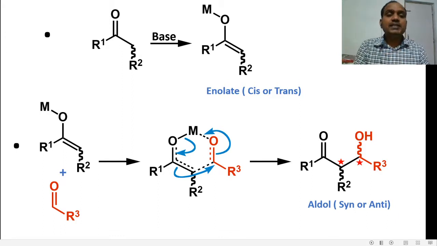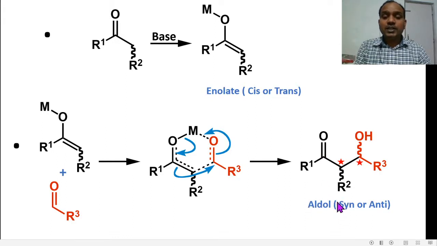Now here we see in detail. Any aldehyde or ketone having an alpha hydrogen atom, when reacted with the base, forms a simple enolate, and that enolate has two possible geometries, either cis or trans. The geometry of the enolate is important for the generation of either syn or anti aldol. Now this enolate formed reacts with another molecule of aldehyde or ketone. There is formation of a six-membered transition state, and through that six-membered transition state, bond reorganization takes place, and there is formation of this beta hydroxy ketone or aldehyde, which is generally called the aldol or the ketol.